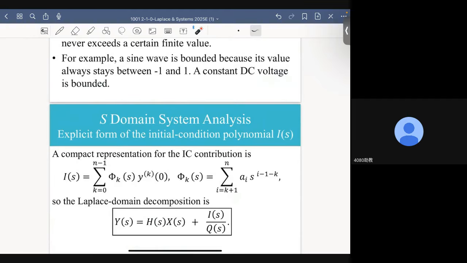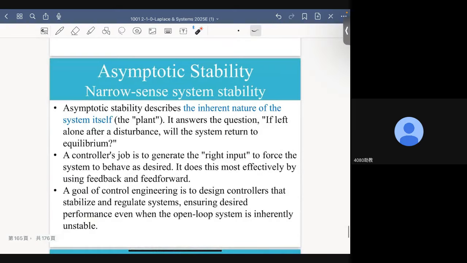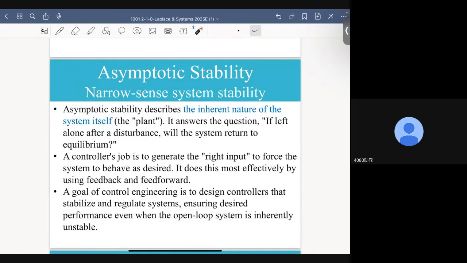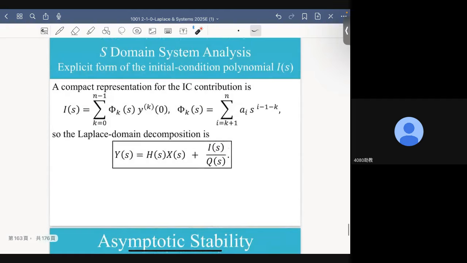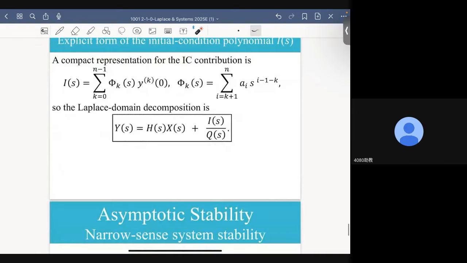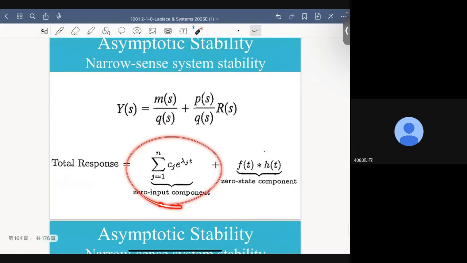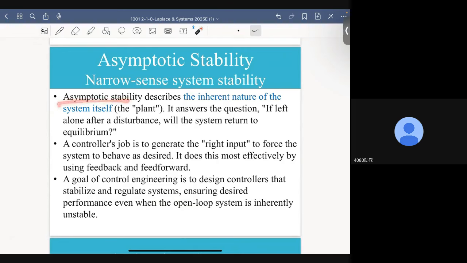Now, the next thing I want to talk about is the limitation of asymptotic stability. When it comes to asymptotic stability, what we really care about, what we have to pay attention to, is the zero input response of the system. All right. Asymptotic stability describes the inherent nature of the system. It answers the question: if left alone after a disturbance, will the system return to equilibrium? Okay. What do we mean by that?